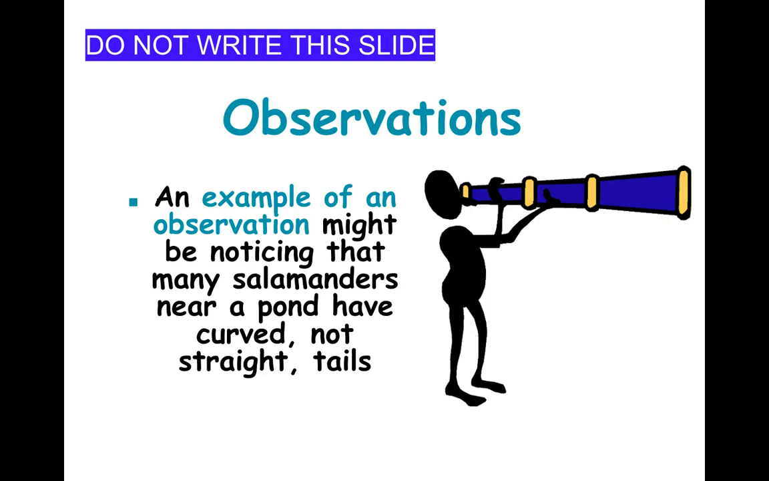So an example of an observation might be noticing that many salamanders near a pond have curved and not straight tails. So we're at a pond. I noticed that there's a lot of salamanders, but I noticed that not all of them have straight tails. Some of them have curved tails. So that would be some sort of observation, something that I can see what's going on.